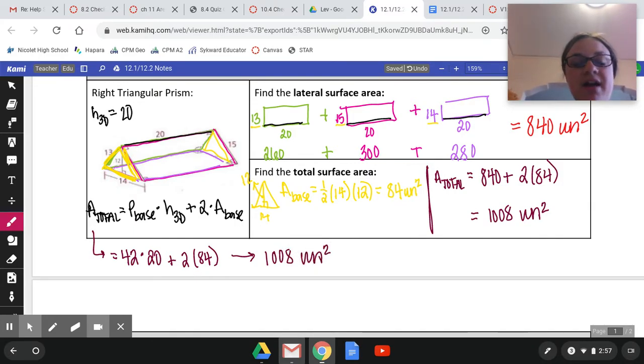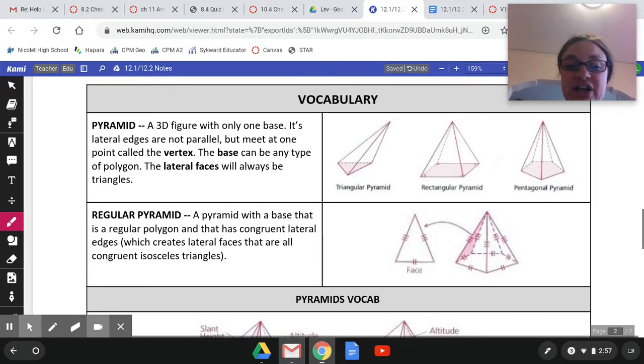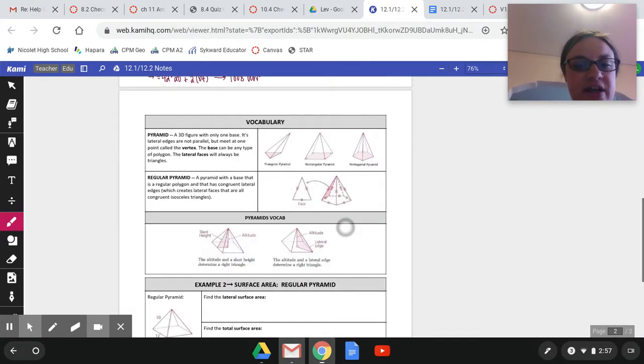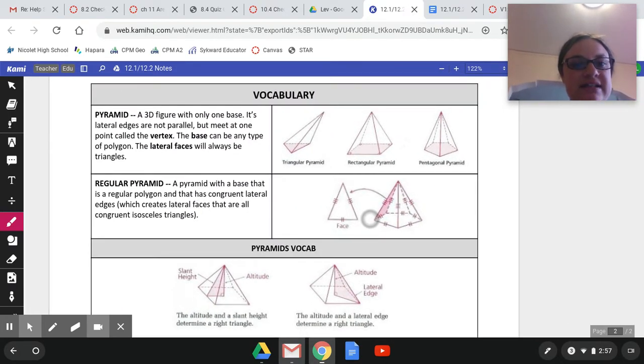So for a prism, you can use this little shortcut, this formula, to help you find it, or you can break it down into all of the pieces that form the surface area. Okay, so that's what we've got on prisms. Next, we are going to talk about pyramids. So take a moment right now to pause the video and take a look at the vocabulary for pyramids.